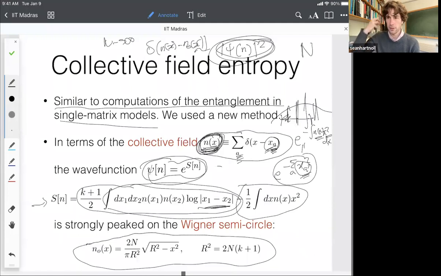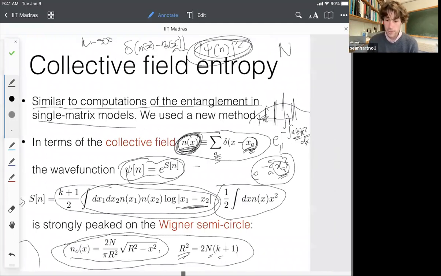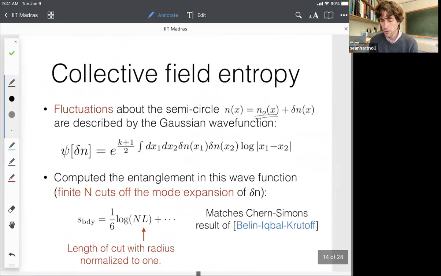Right? There's a certain distribution of eigenvalues that overwhelmingly dominates the wave function. It's not a partition function, it's a wave function, right? And it's strongly supported on a certain distribution, which is this Wigner semicircle, that looks like this, and has some radius that depends on n and k. So there's no entanglement yet, right? This is just a classical dominating saddle. To understand the entanglement, we can look at fluctuations away from this saddle.